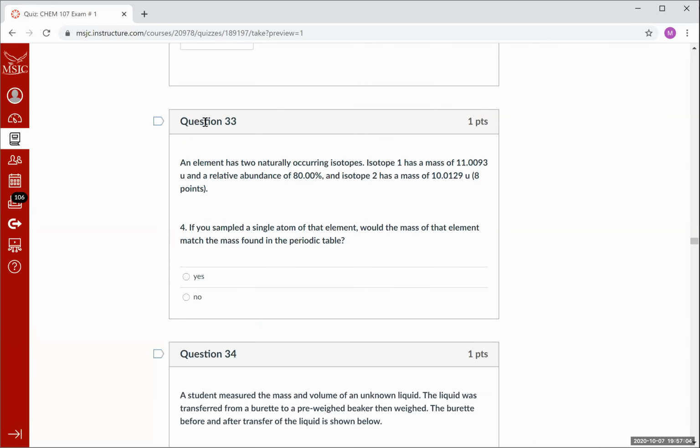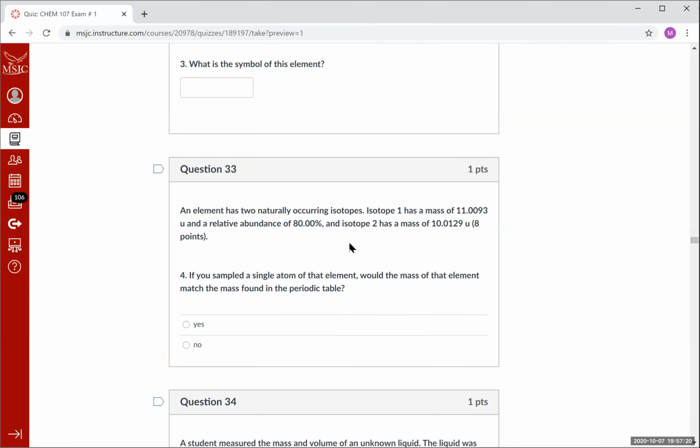So let's look at this question. Question 33 is a really important concept. If you sampled a single atom of the element, would the mass of that element match the mass found in the periodic table? So the mass in the periodic table, for example, for boron, is known as the average atomic mass. So if we have an average atomic mass, will that match the mass of an individual isotope?